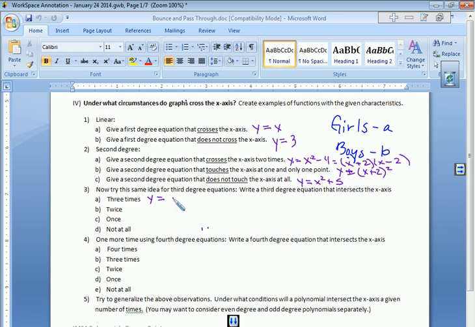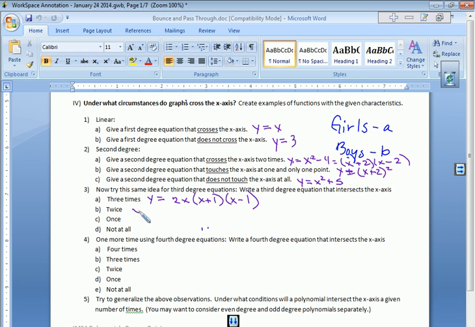2x squared. Okay, we can't have a squared, but we could have like 2x, x plus 1, x minus 1. Will that work? So we've got a 0 at 0, a 0 at -1, 0 at +1. 3 different factors. 3 different factors give us 3 different zeros, cross the x-axis 3 different times.